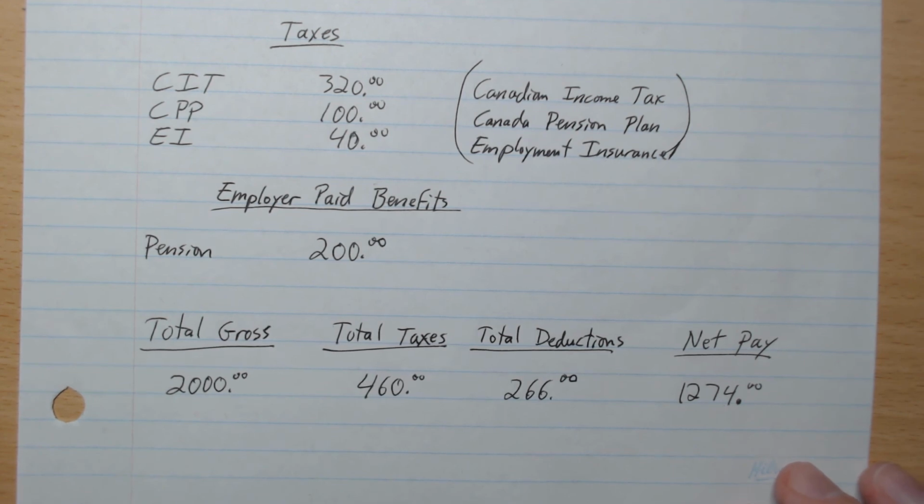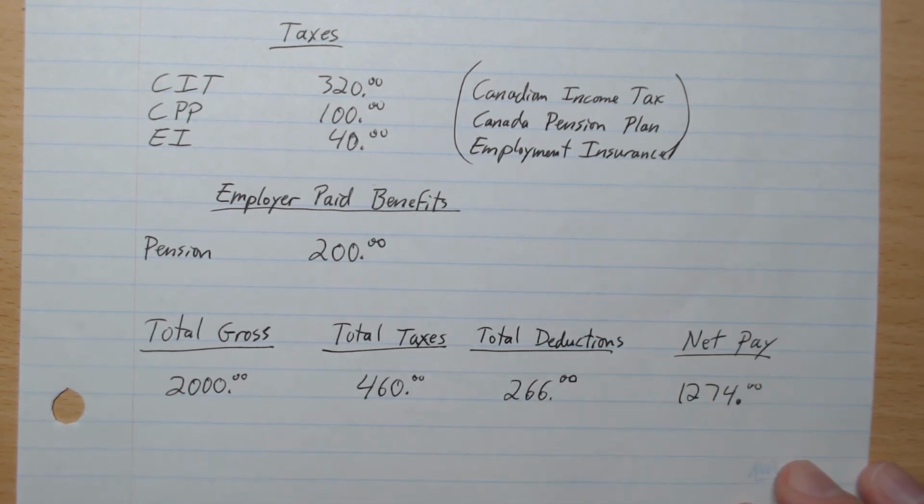So whenever you're doing a simple budget, you want to use your net pay to see how much you can afford different things.